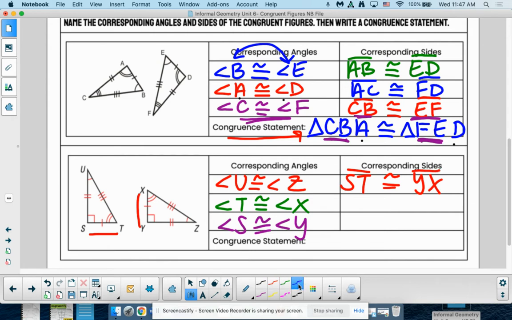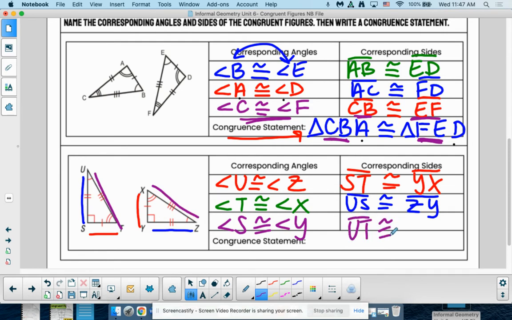Okay, now I'm going to go to my twos. My two would be US is congruent. What's my two over here? ZY. Make sure you put that segment bar on top. And then our last one, UT matches ZX.